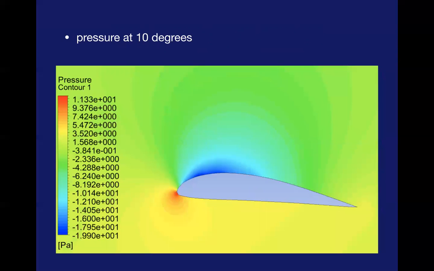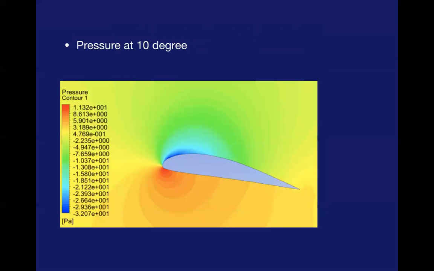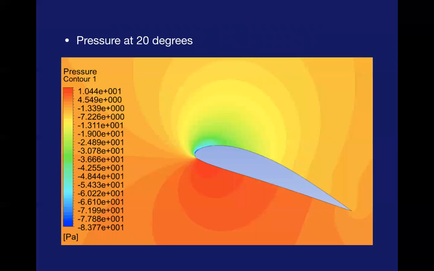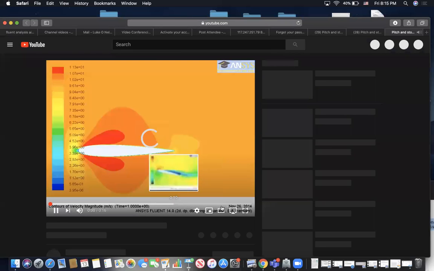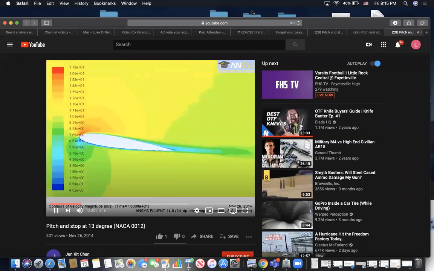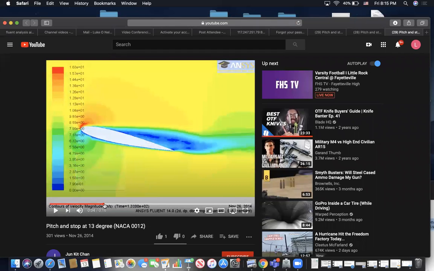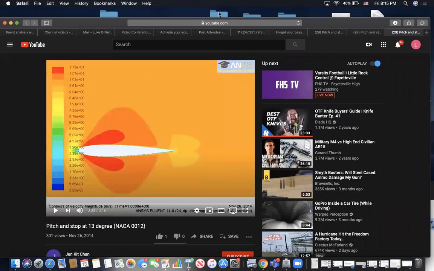And then at 5 degrees, the high pressure moves down and the low pressure also moves up on the airfoil. And then at 10 degrees, you can see a whole lot of high pressure on the bottom and low pressure on the top. At 20 degrees, you can really exaggerate it and see all the high pressure on the bottom. And then here is a YouTube video dealing with the velocity and how it changes with the pitch.